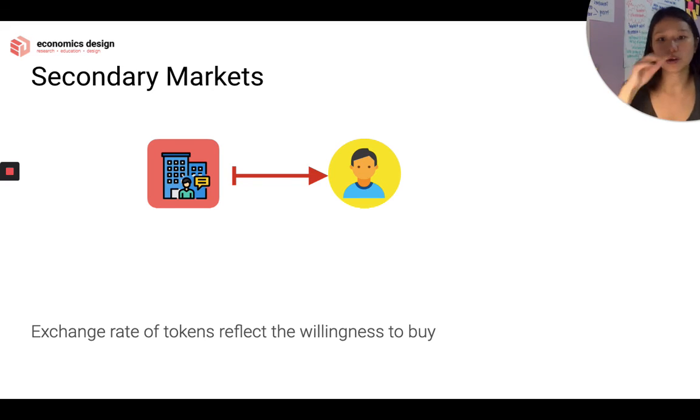So what is secondary market? So we have a firm over here. The firm can be a company, an institution, the government selling the bond. It can be a project launching an ICO. It can be an artist creating an art, selling to the first user. So this is a primary market.